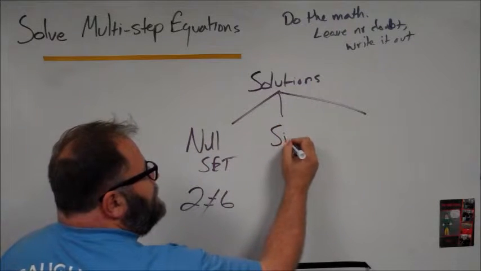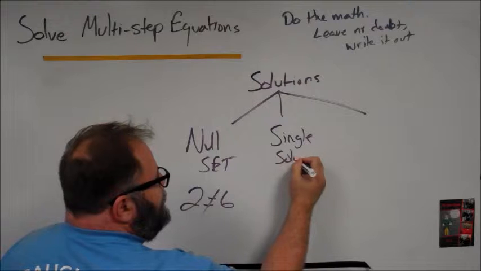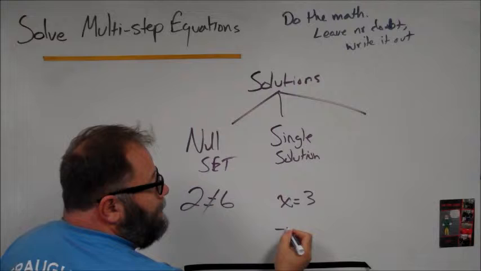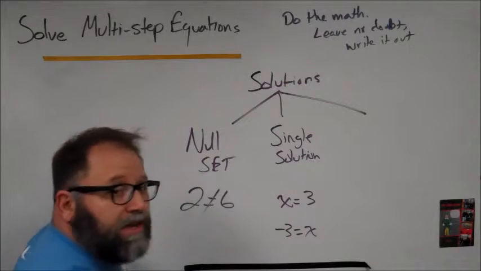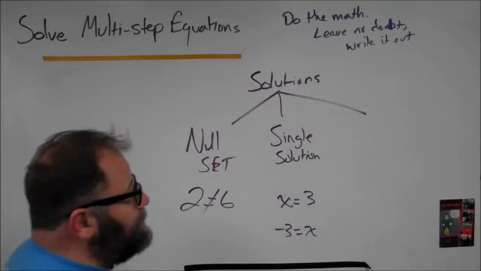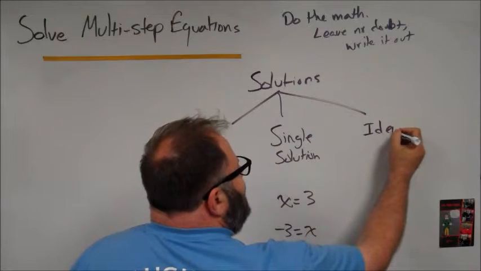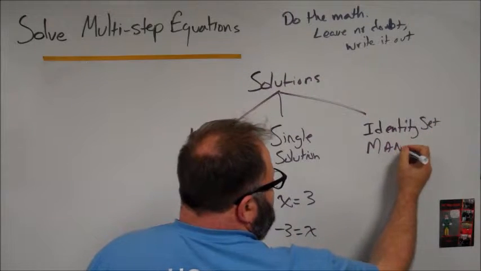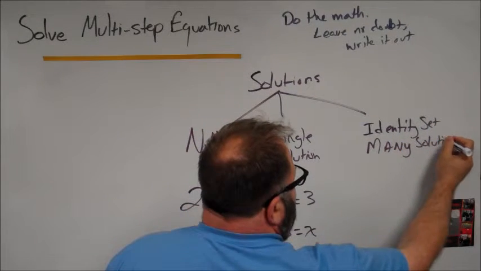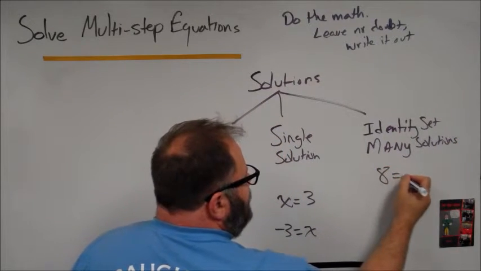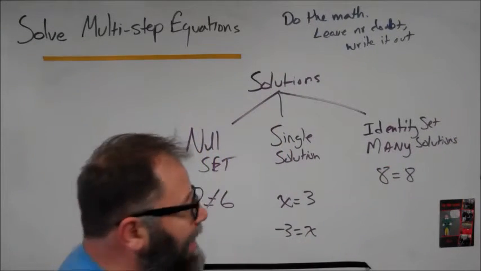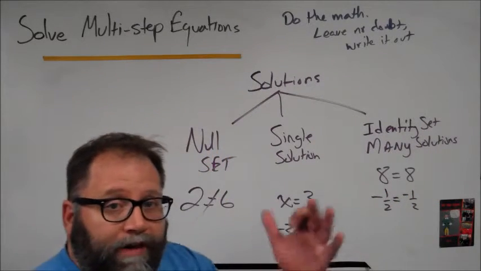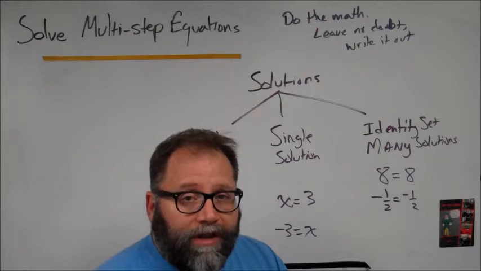We can end up with a single solution. And that single solution looks like every solution that we've ever had. X equals 3, or maybe it looks like this, -3 equals x. It could be right to left or left to right, either one is fine. Or we can get an identity set, or also described as many solutions. And that equation should end up looking like something like this. 8 equals 8. Or -1/2 equals -1/2, where you have a value equals a value, and you've solved it.